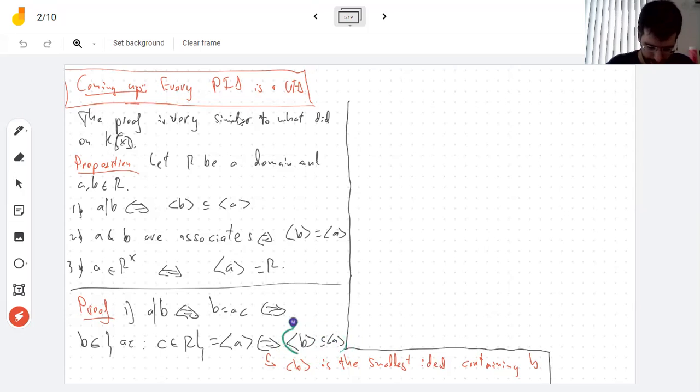And in this proof, the implications go both ways. If these two ideals contain each other, that means that an element of the ideal, such as B, is in the ideal generated by A. And by definition, that means B is one of the multiples of A. So I can write it like this or like that. And that's it. All right.